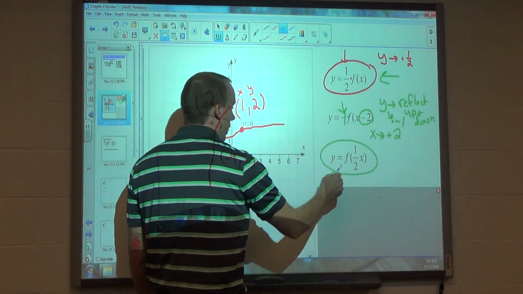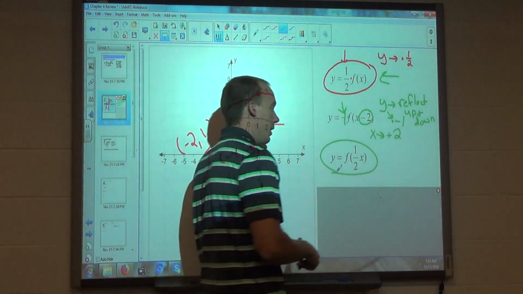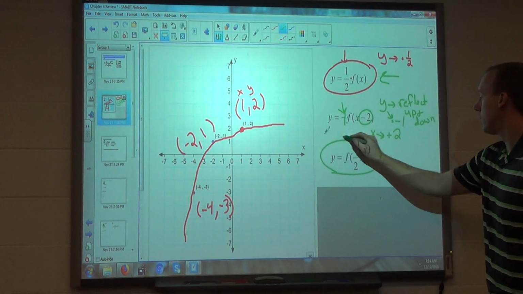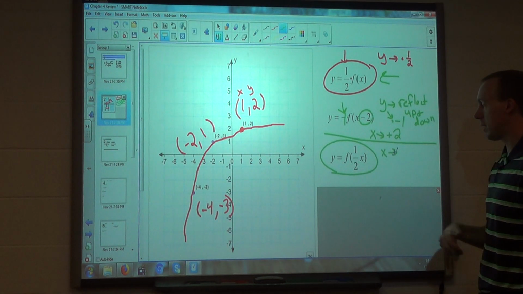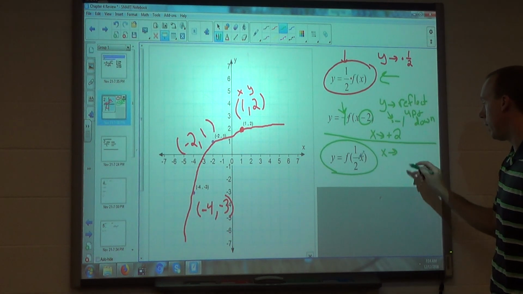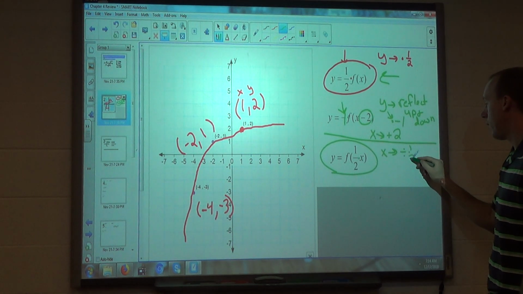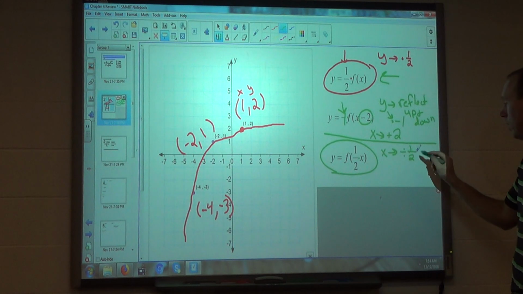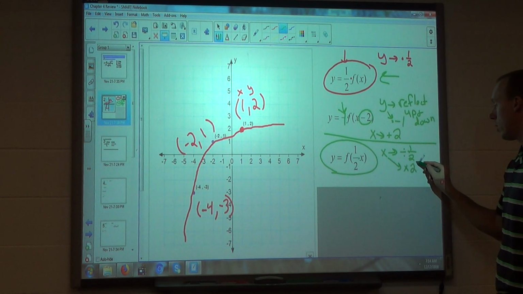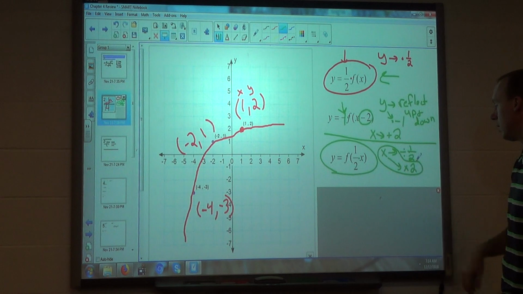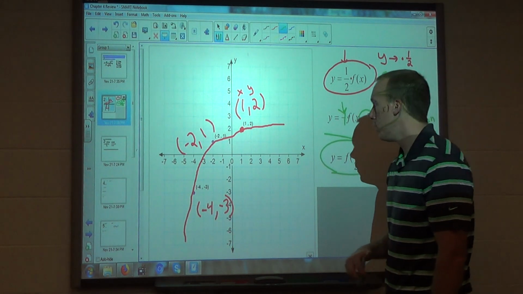Where's the half located? On the inside, and the inside changes the x values. So therefore it's the x's that change. And you do the opposite. So the opposite of multiplying by half would be dividing by half. Well, mathematically we can't do that. So that's the same as multiplying by the reciprocal. So the reciprocal here would be 2 over 1 or 2. So all the x values are going to multiply by 2.